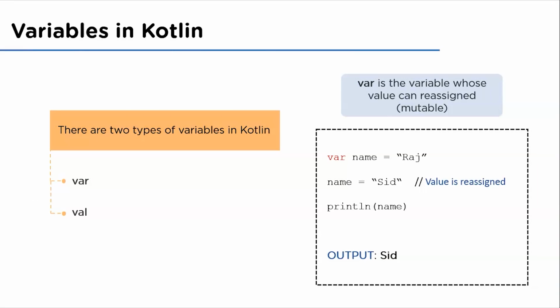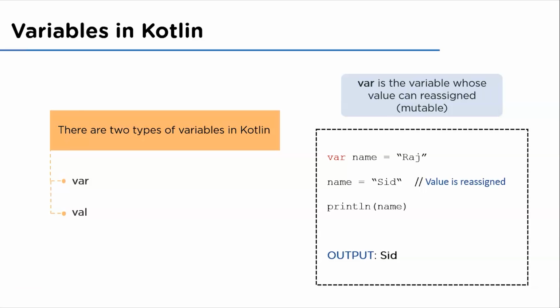There are two types of variables in Kotlin, which are var and val. First, var. The var variables are mutable, which means their value can be reassigned. Then there is val. The val variables are immutable, which means their value cannot be reassigned or changed or modified. As you can see in the example, var is the type of the variable name and the value Raj is assigned to it. After that, the value is reassigned as Sid. So after printing, it will display Sid because var is mutable type and its value can be reassigned.